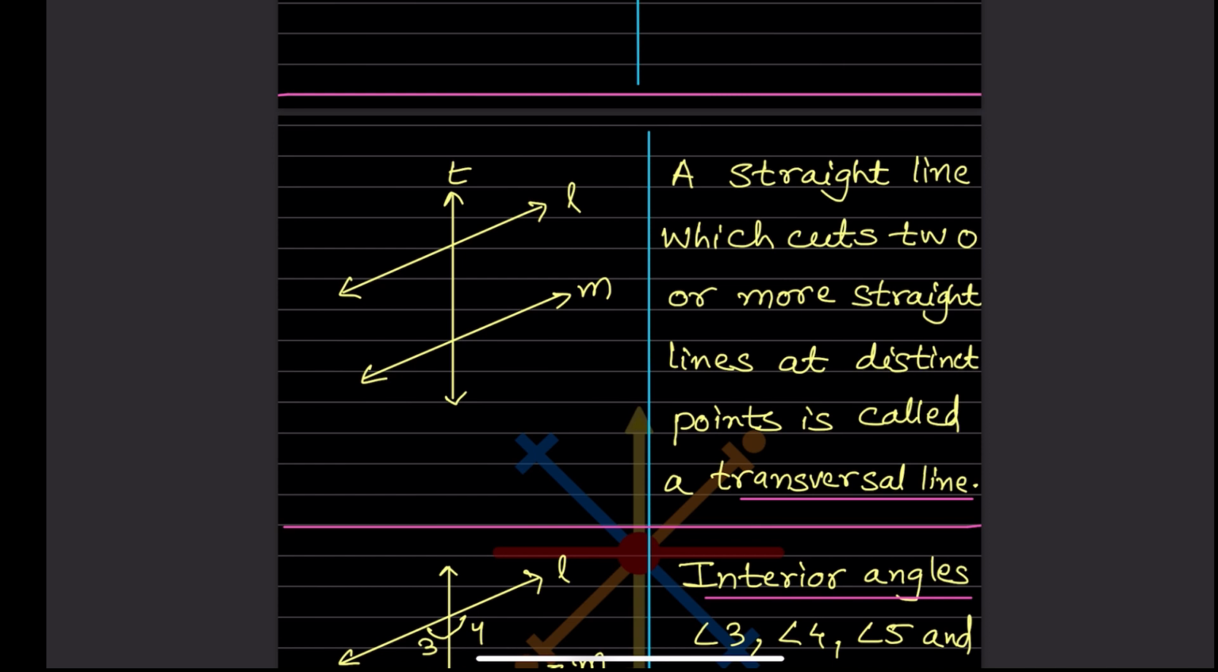Now the transversal line. These are the parallel lines, and this line which passes through these two parallel lines is called the transversal. So a straight line which cuts two or more straight lines, it can be three also, at distinct points is called a transversal line.